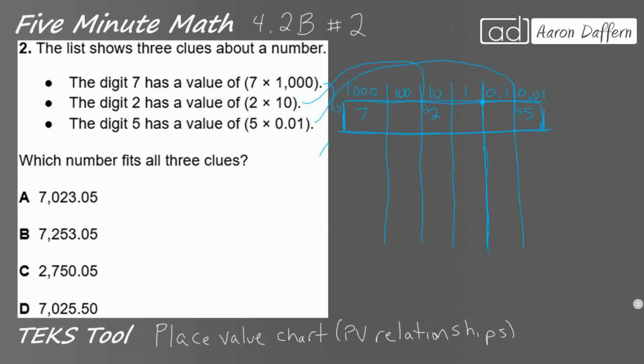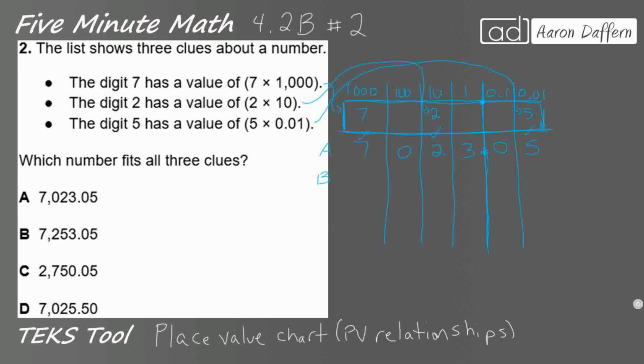All right, so let's look at A. A is 7,023 and 5/10. Got my decimal right there. Well, it's got a 7 in the thousands, it's got a 2 in the tens, and it's got a 5 in the hundredths. It's 5/100, not 5/10. So that's looking pretty good, which means B, C, and D should all be incorrect. So even if you think A is correct, you never just choose it. You always look at the other answer choices to make sure you didn't miss something.